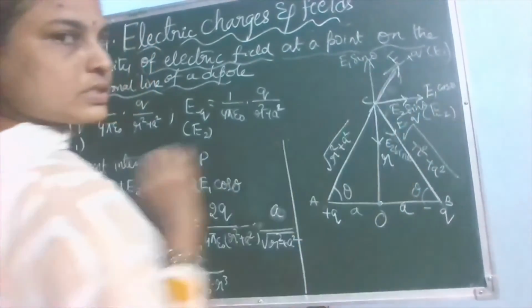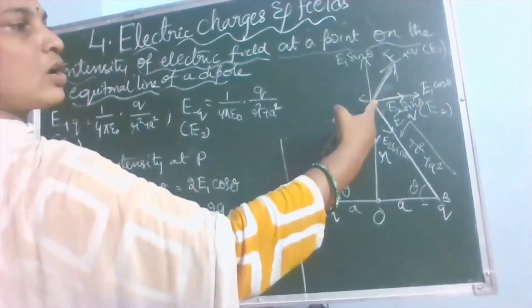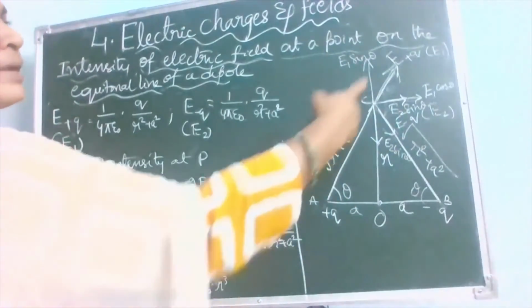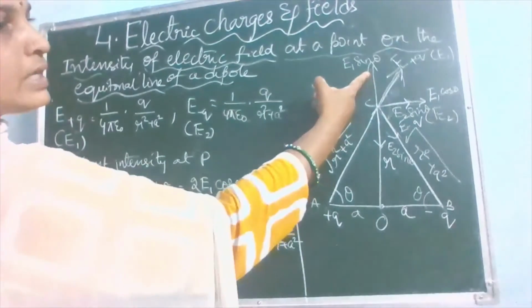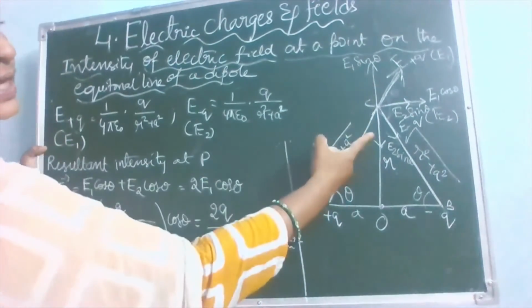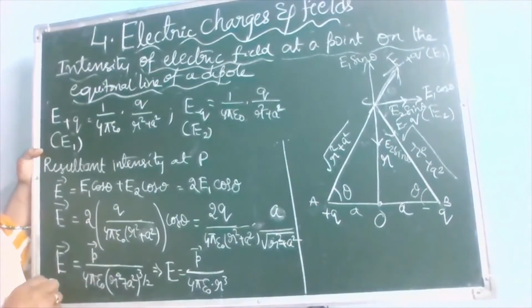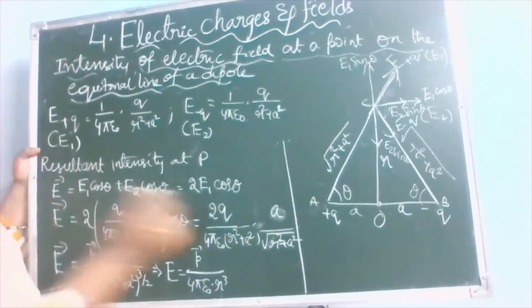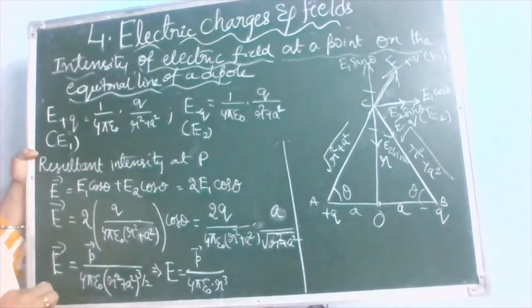That means the horizontal components of E1 and E2 will be in the same direction, but the vertical components will be in opposite directions. These two are equal in magnitude but opposite in direction, so these two will cancel out. So automatically the resultant electric field.